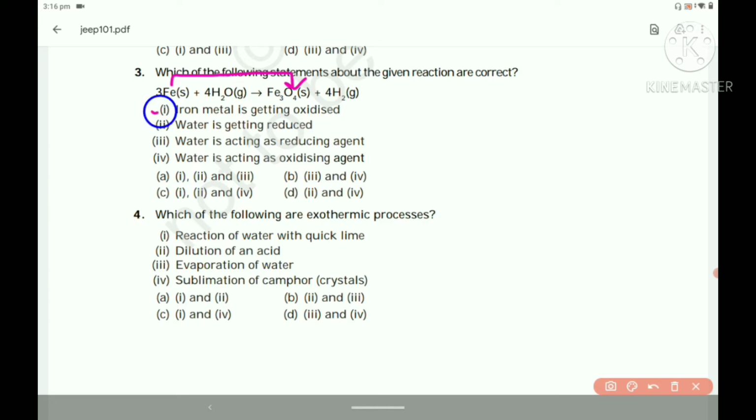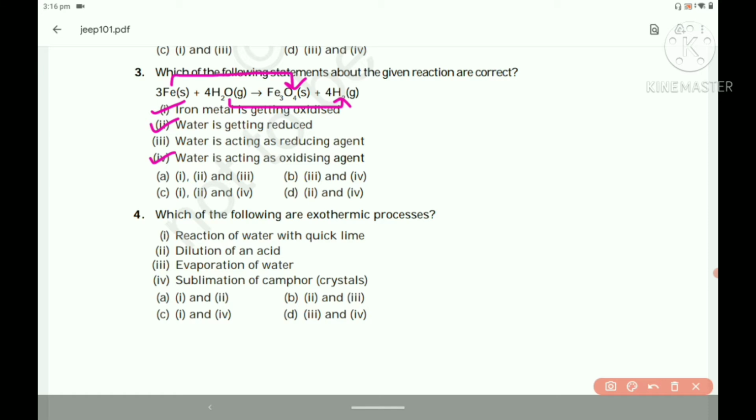Oxidized. Correct. Water is getting reduced. Is it true? What is happening? Water is losing oxygen. Losing oxygen is reduction. So water is getting reduced. Correct. Now, is water a reducing agent or oxidizing agent? People might think that reducing agent means it undergoes reduction and oxidizing means oxidation. Nope. Reducing agent is that compound that will undergo oxidation itself. So water is getting reduced itself, so it's an oxidizing agent. Can you understand the difference?